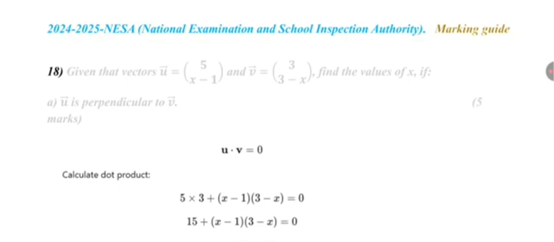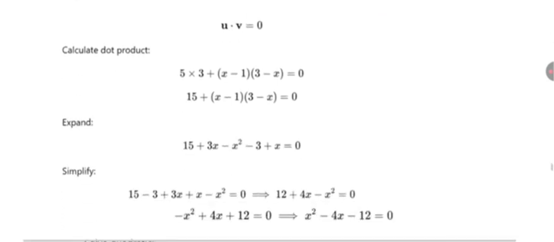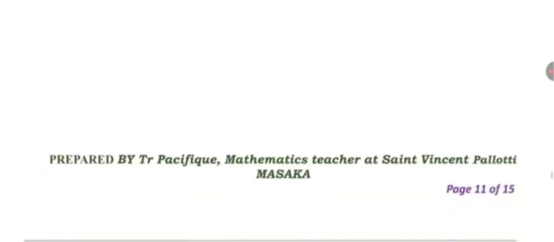Here we have number 18, sorry. It is on vectors. We have u equal to (x, 5) and (x minus 1), v equal to (3, 3x minus 1), and find the value of x if the vector u is perpendicular to vector v. As you know, if the vectors are perpendicular, their dot product u times v equals 0. And then you solve for that answer as well.